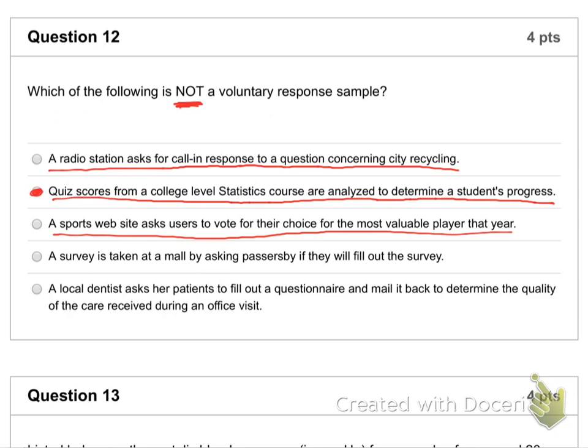That's voluntary. A survey is taken at a mall by asking passersby if they'll fill out the survey. They can volunteer whether they're doing it. A local dentist asks her patients to fill out a questionnaire and mail it back. That's volunteer, right? They can do it if they want to. Yeah. So it's this one because those are not voluntary. They're the actual quiz scores the student has, so that's not voluntary. And that the data's already there.